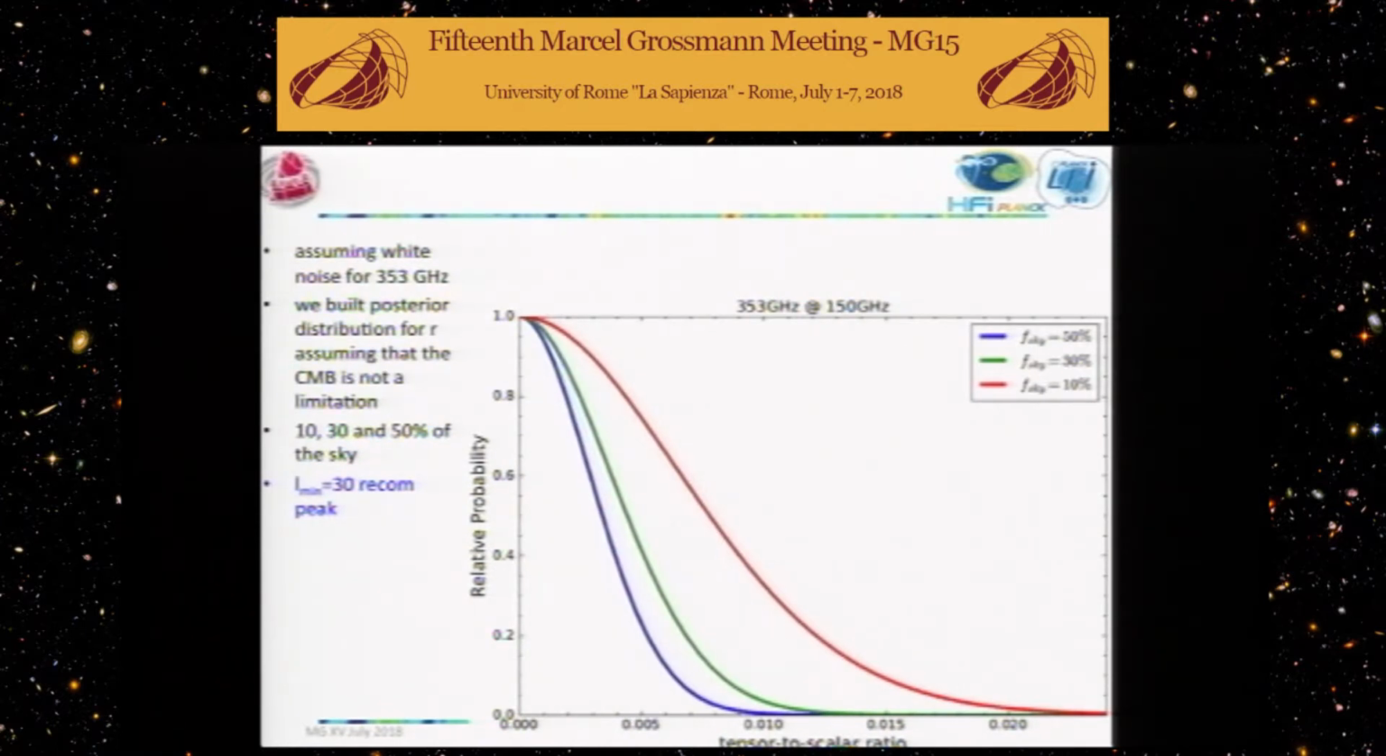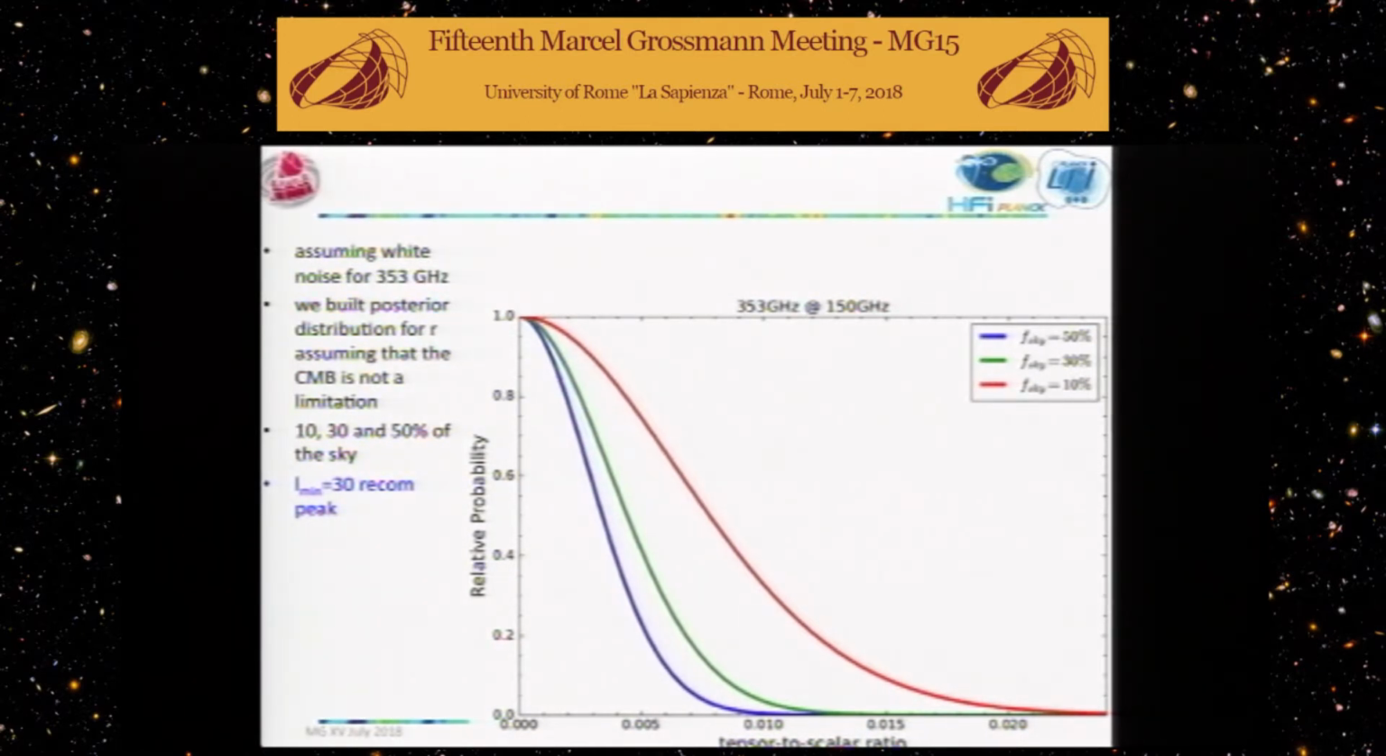So this is just a very simple model, assuming that you have 150 or 100 gigahertz data without noise or negligible noise, and you combine that with the 353, and you look at the posterior distribution, and you do that for 3 sky fractions, 10%, 30%, 50%. And you do that on the recombination peak for the B modes. So that's the meaning of the minimum L, which is 30. So you could see that for the full sky, you have the blue line there.